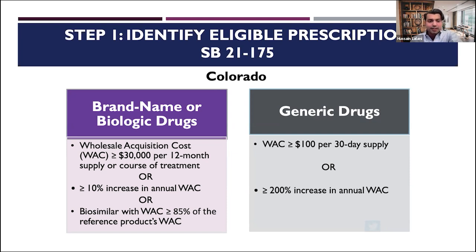There's also separate criteria for generic drugs. The main one here is that the price of the drug, the list price, which is also known as the wholesale acquisition cost, is more than $100 per 30-day supply. And again, a price increase metric as well. So this is helping to identify which drugs are even eligible in the first place.